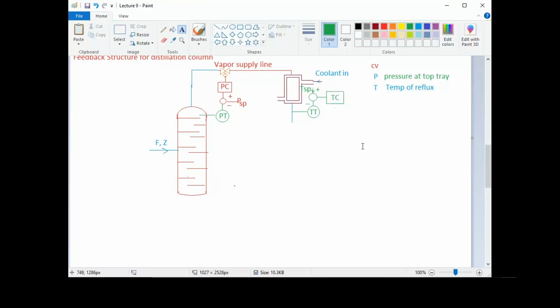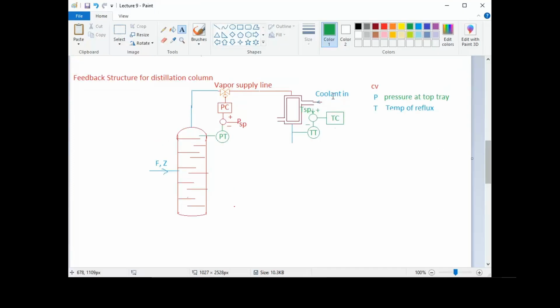Right? And then you can see here that we have a coolant supply, and on the coolant supply we will use a valve. We'll copy this valve and we will place it in the coolant supply.